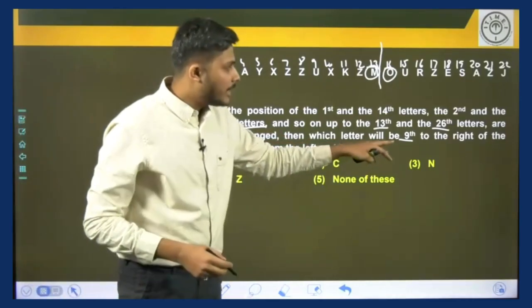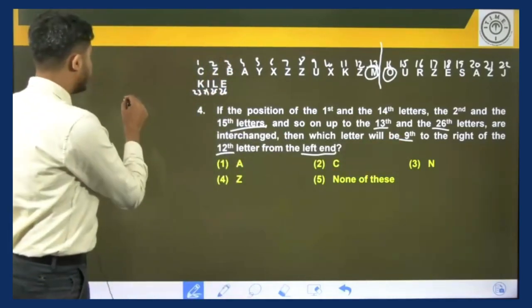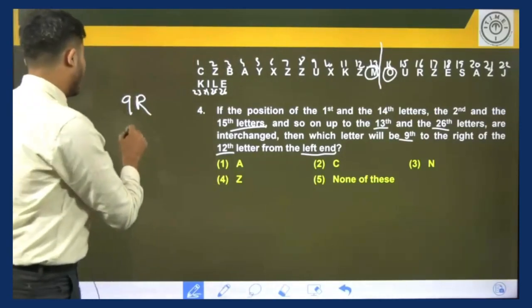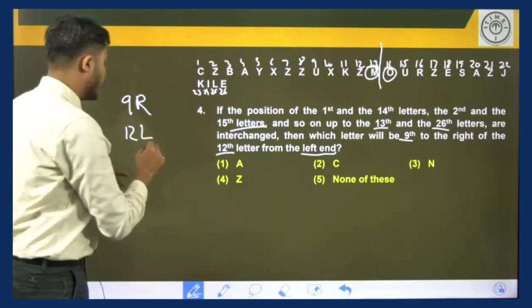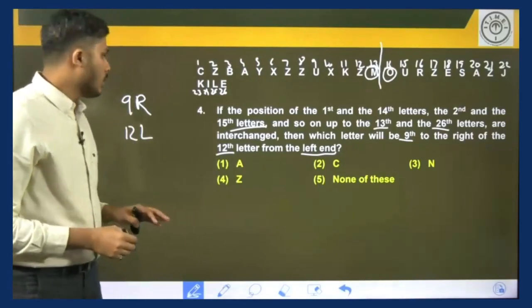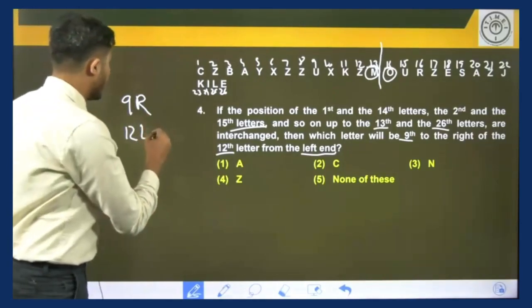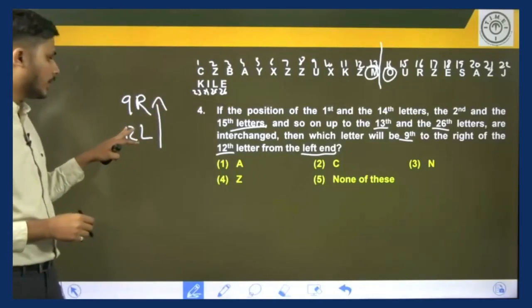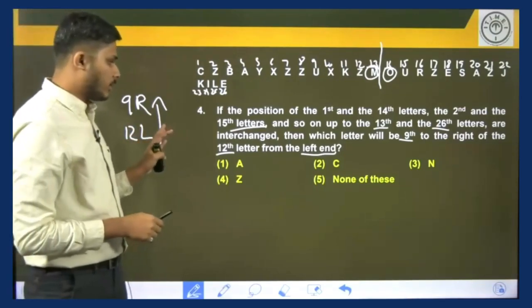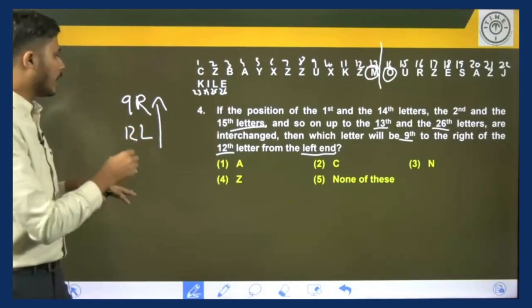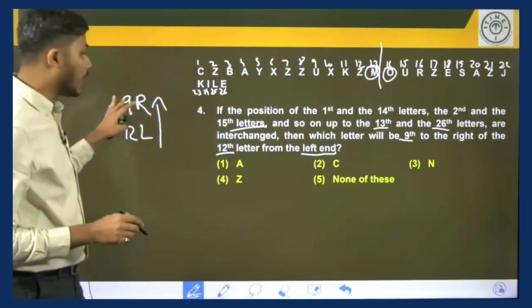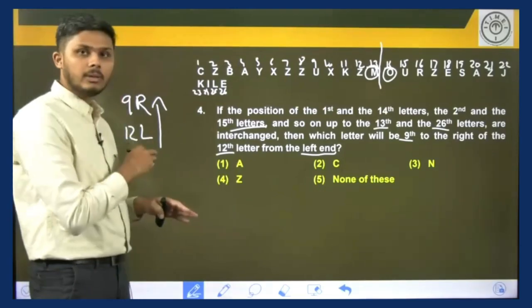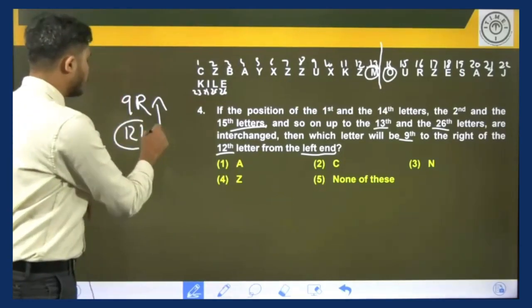Then which letter will be 9th to the right of the 12th letter from the left hand? In this type of question, we approach with a reverse process. We go from bottom to up. Let's first check for the 12th letter from the left hand, and from that we will calculate the 9th letter from the right of this letter.